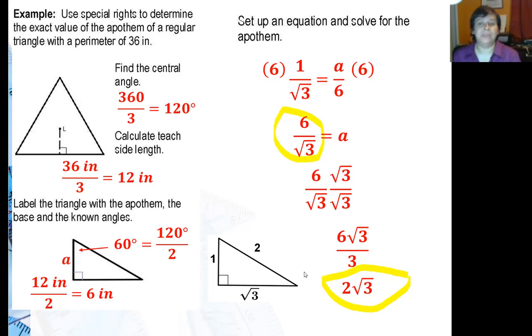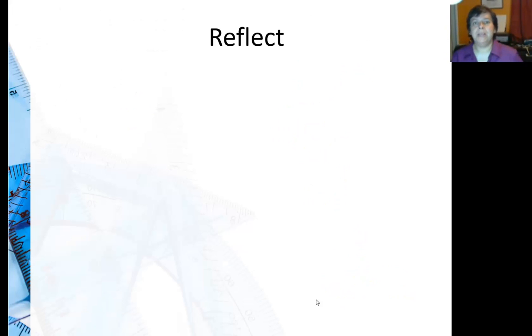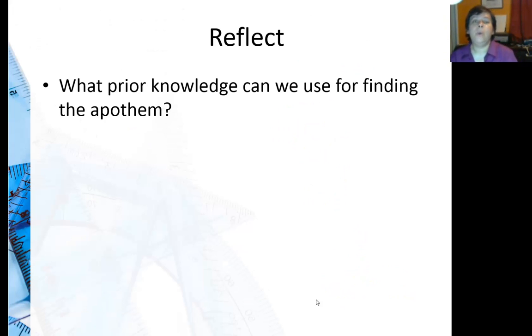Technically, any of these are the same. Some people, again, many of you prefer not having fractions, and there you go. You have it without a fraction. So on your problem, you will be working for individual practice. You'll be doing a hexagon. Again, you can use trig or similar right triangles to do that one. So for further reflection, what prior knowledge can we use for finding the apothem, especially if special rights are involved?